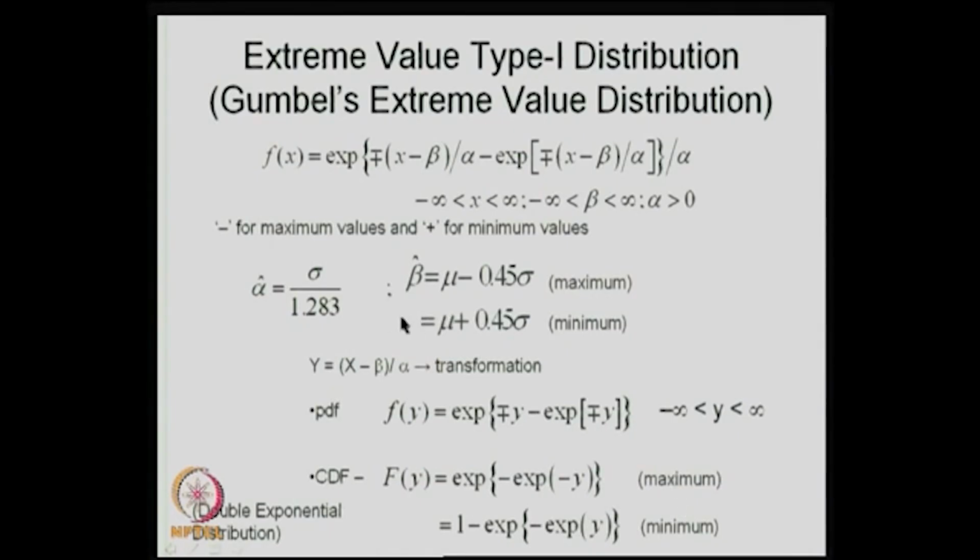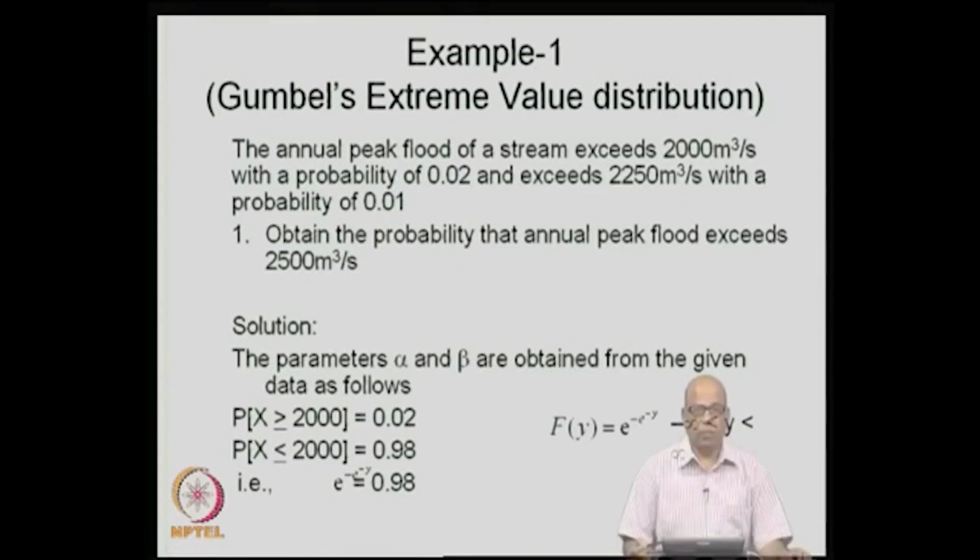When we consider the CDF, you get f of y is equal to exponential of minus e to the power minus y. So, this is a convenient form to use for maximum values, and for the minimum values it comes out to be 1 minus exponential of minus e to the power y. This is called the double exponential distribution. So, when we use the transformation y is equal to x minus beta over alpha, the CDF comes out to be in an elegant form, e to the power minus e to the power minus y, for the maximum values. Let us consider an example now for the Gumbel's extreme value distribution.